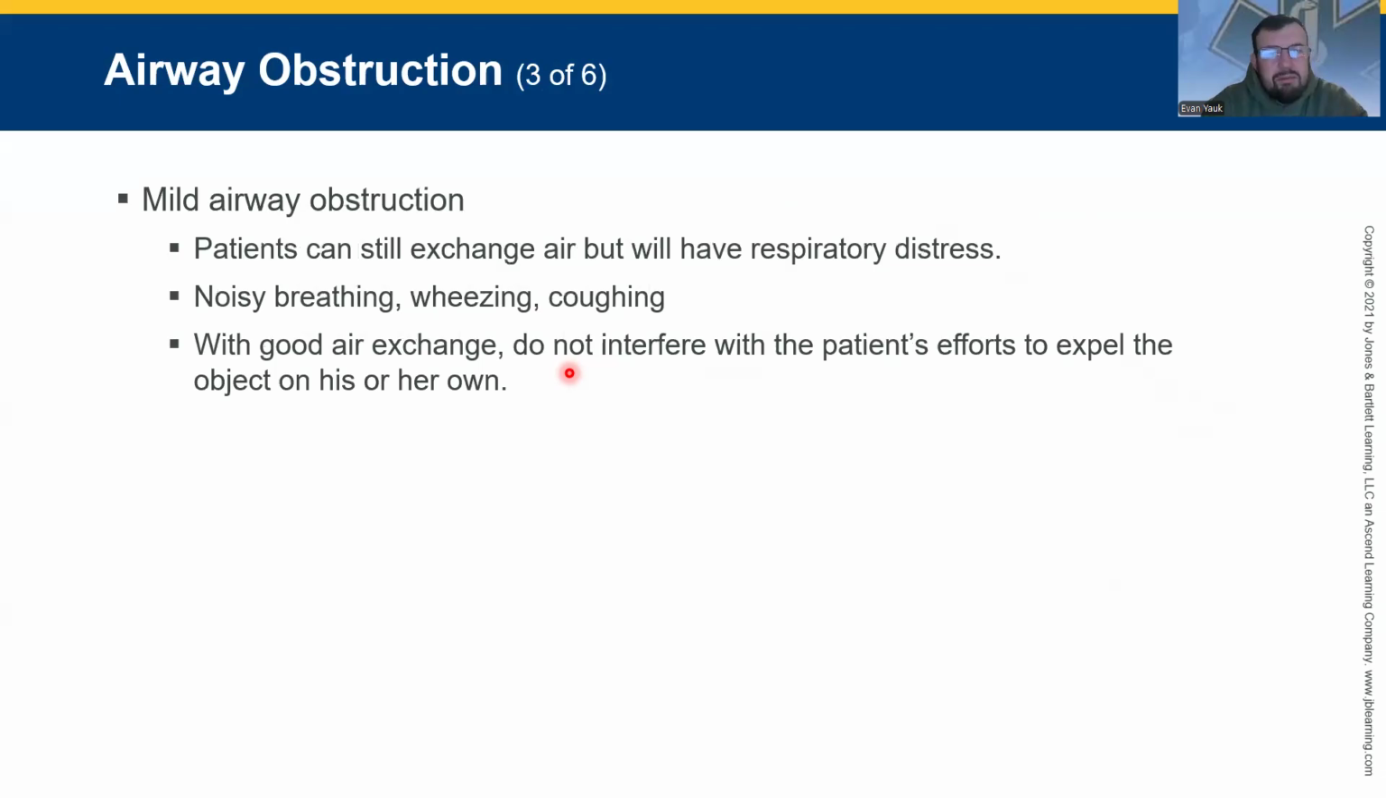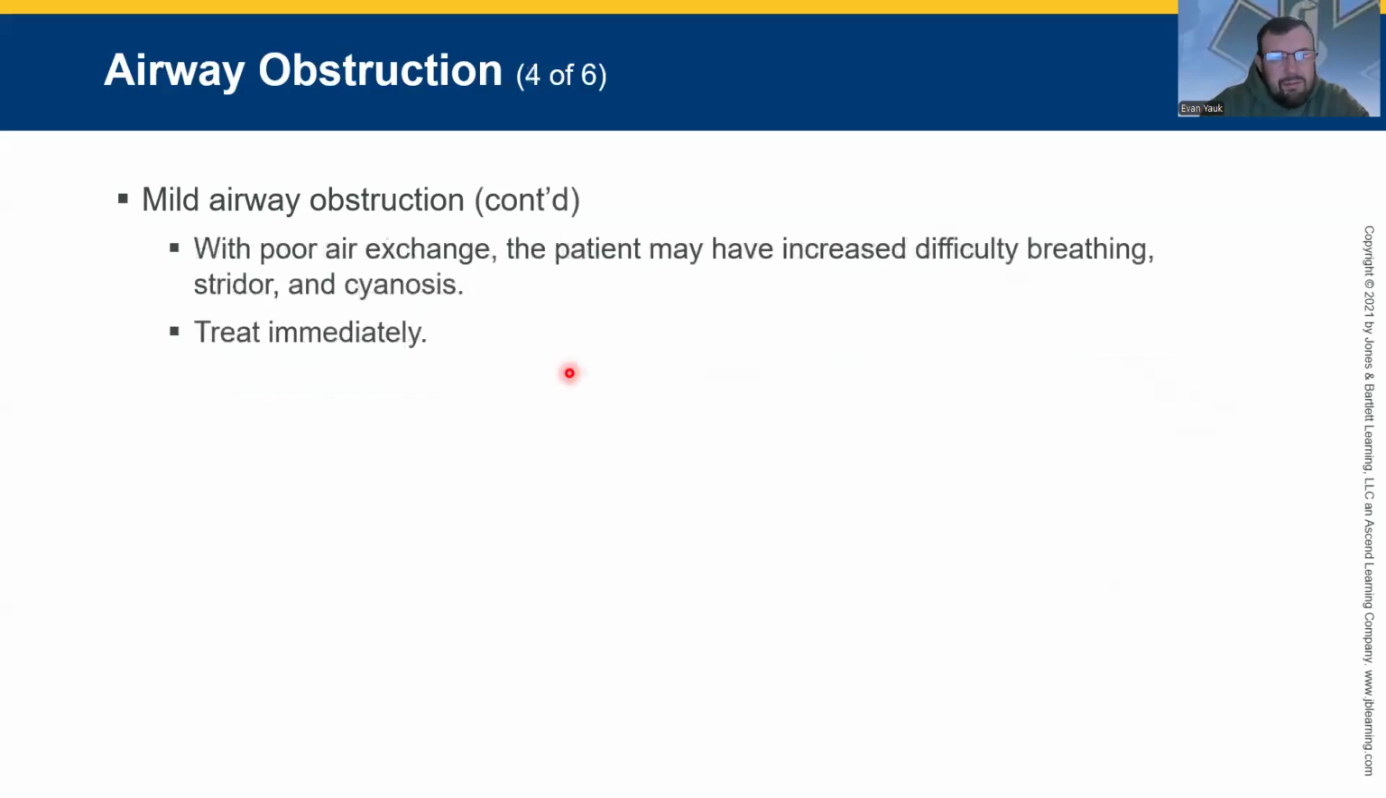Mild airway obstruction: the patient can still exchange air, but will have respiratory distress. You might have noisy wheezing, coughing. With good air exchange, do not interfere with the patient's efforts to expel the object on their own. Go ahead and coach them. Tell them they need to try to cough. This sounds morbid, but tell them, I want you to cough so hard that you feel like you're going to vomit. That's what we're going for. We want them to expel it on their own.